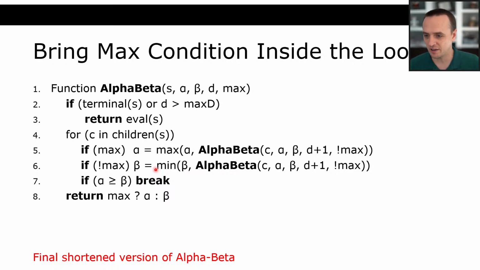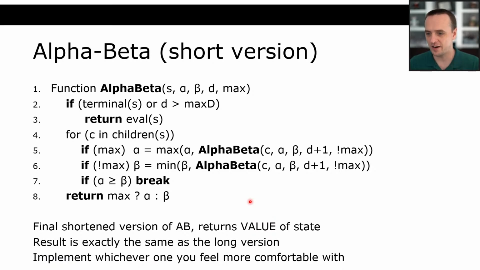And if I'm breaking, when I return out, what do I want to return? Well, if I'm maximizing, I return alpha, otherwise I return beta. So this is the final shortened version of AlphaBeta. It returns the value of a state, and I'll get into that in a little bit. The result is exactly the same as the long version.